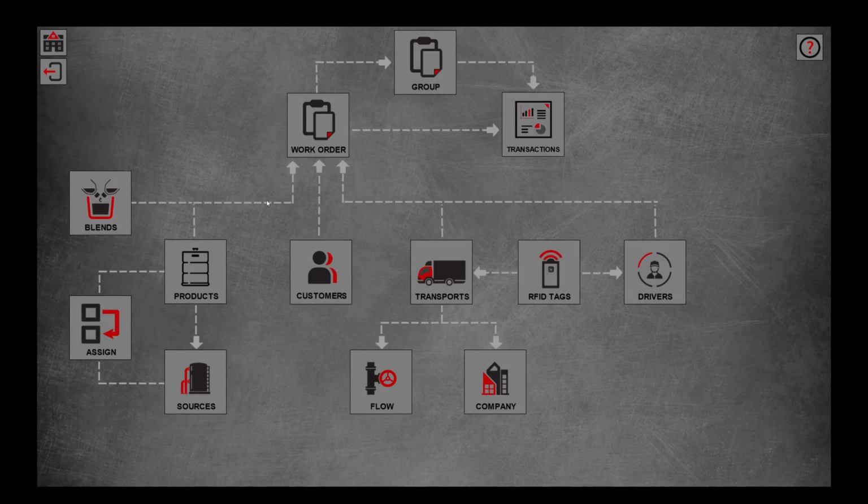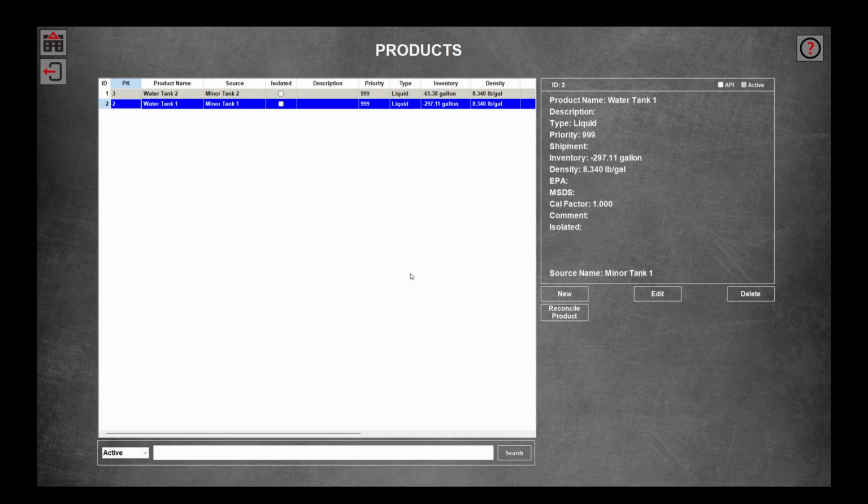From the data screen, click on the products icon. This will bring up the full product list. If the system uses API software, the products will automatically pre-populate here. This gives the operator a complete view of their products in the system. Click the New button to add a product.